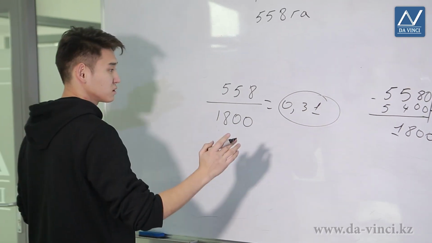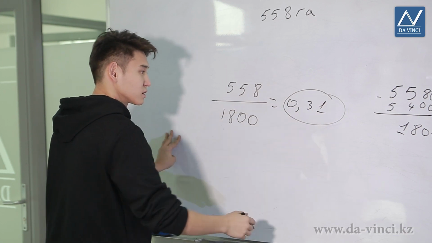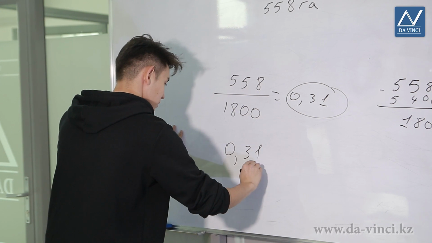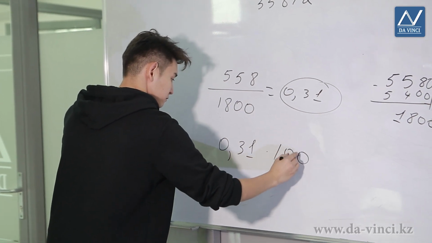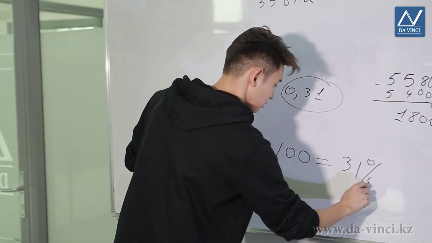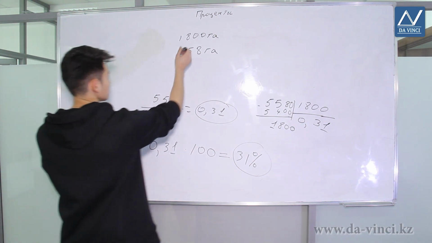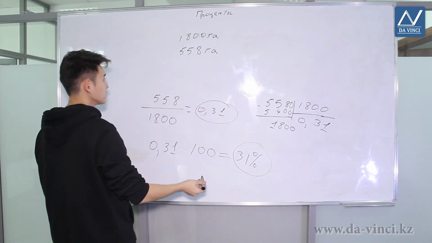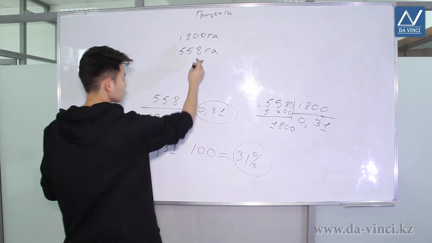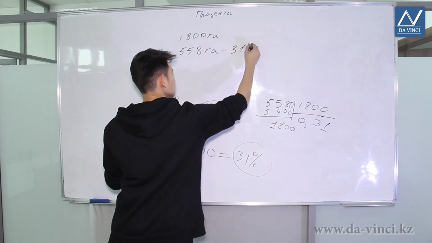Now we need to convert the fractional part to percentages. To do this, we need to multiply the fractional part by 100%. 0.31 multiplied by 100. It will be 31%. That is, we get what we need. What have we found? If we have a total of 1,800 hectares of land and 558 hectares are planted with potatoes, then 558 hectares make up 31% of all the land.